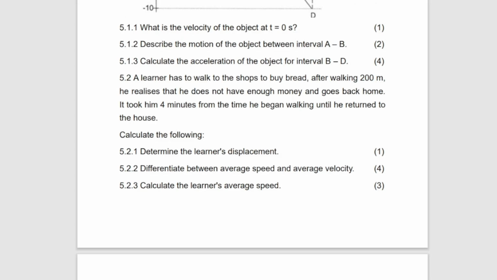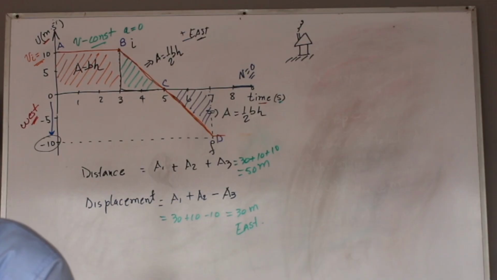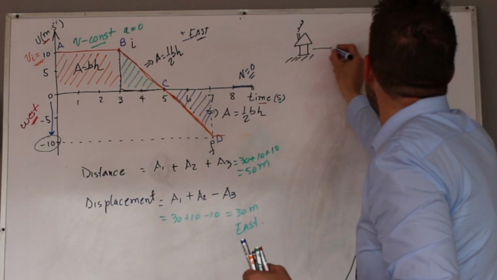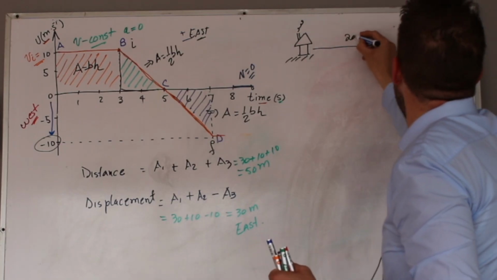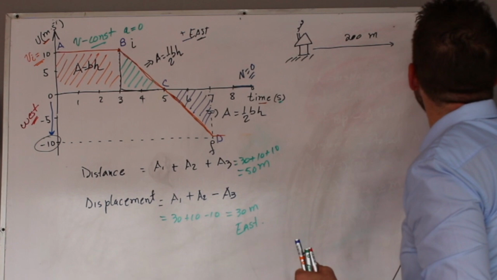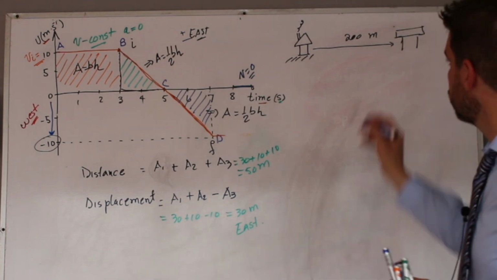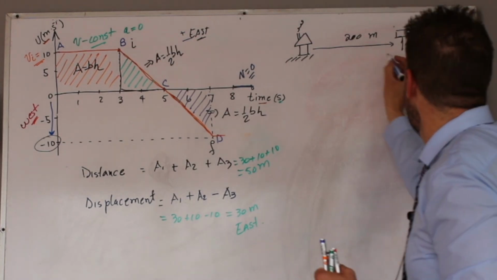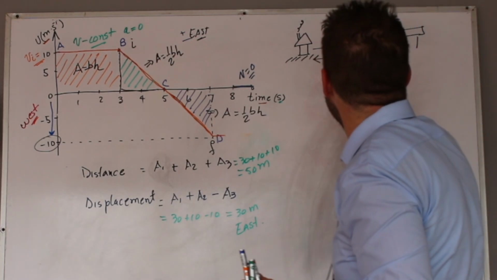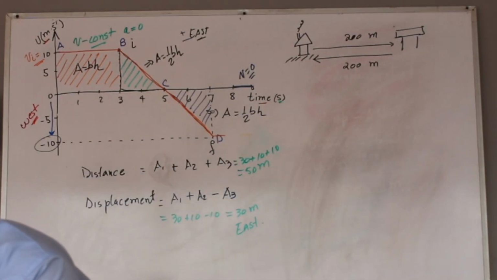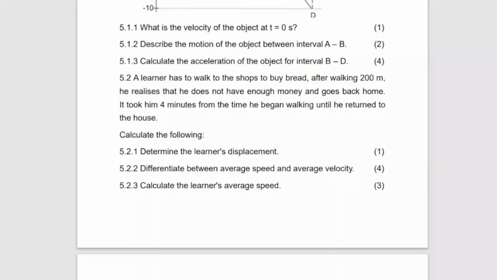Walking 200 meters, he realized he has no money. It's just towards and away from the shop. So he walked 200 meters in that direction. This one is 200 meters. This is the shop. All right. That person walks 200 meters towards the shop and 200 meters back. The time that the learner took was, and let me just look quickly, 4 minutes.